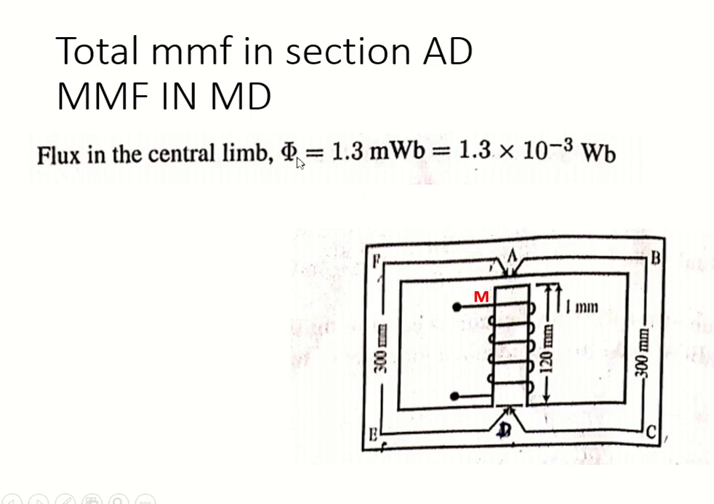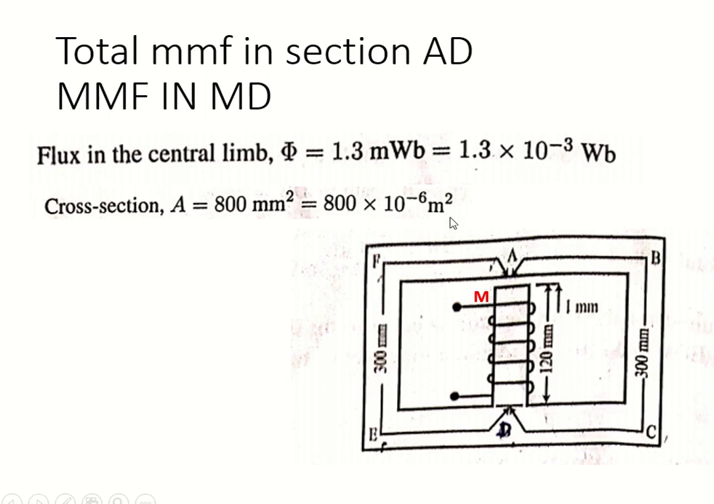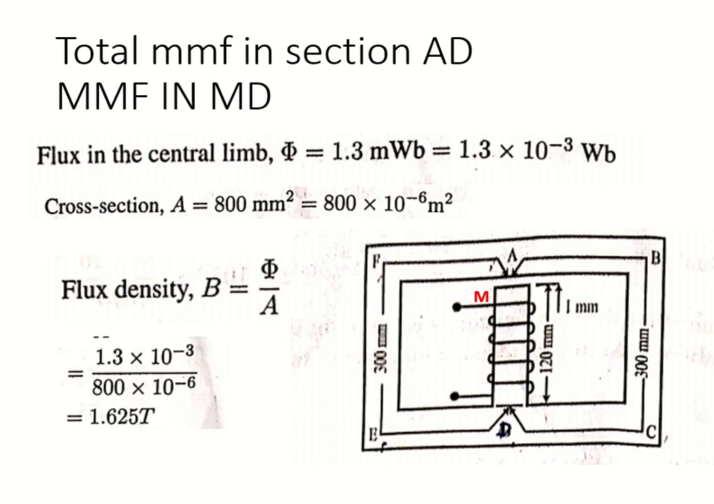The flux in the central limb is given in the question as 1.3 milliweber, 1.3 into 10 raised to minus 3 Weber, and the area of the section is 800 millimeter square, so 800 into 10 raised to minus 6 square meter. So what will be the flux density? B equal to phi by A. Flux is 1.3 into 10 raised to minus 3 by 800 into 10 raised to minus 6. You will be getting 1.625 Tesla. Are you getting this value? Yes.